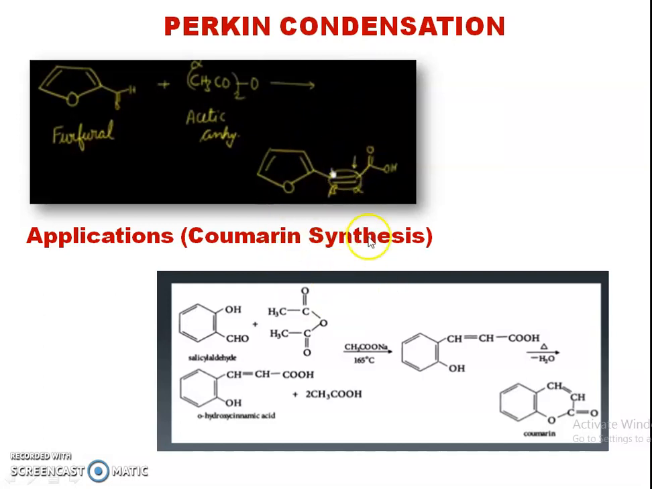An application of Perkin condensation is that it can be applied for the synthesis of coumarin. Coumarin is an industrially important compound. This synthesis can be started from salicylaldehyde. Salicylaldehyde can react with acid anhydride in the presence of base, it is a Perkin reaction, and it forms a compound like this. This is finally dehydrated. This carboxyl group OH and this hydrogen get dehydrated to give coumarin.